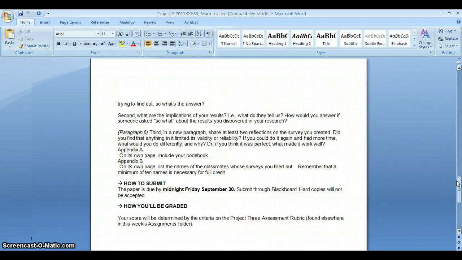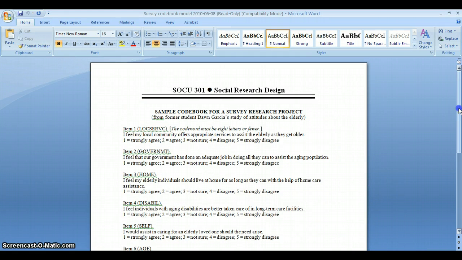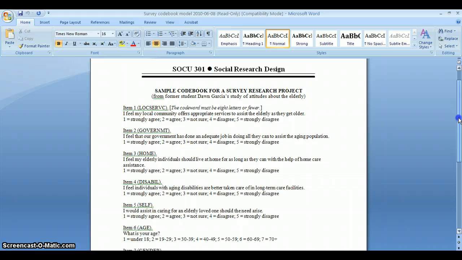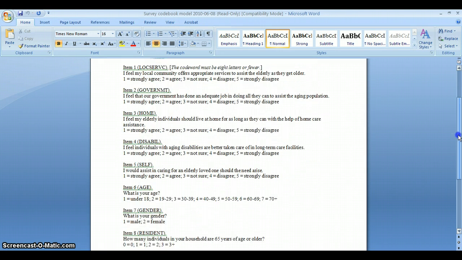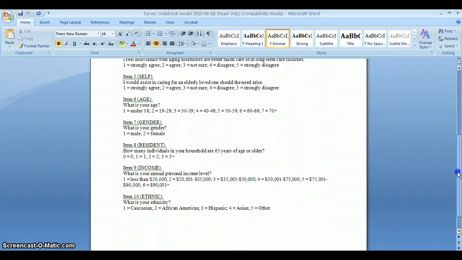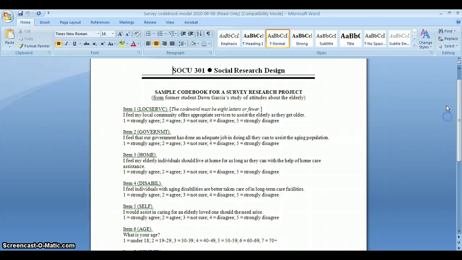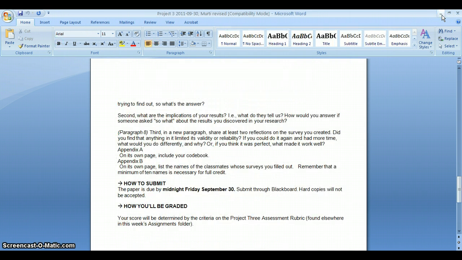Okay, and then your two appendices are attached. On its own page, include your code book. Remember the code book we looked at here, the sample code book that's on Blackboard in the Documents and Resources folder for week 4? Include your code book, how you coded your questions and responses. Include that on its own separate page with your report.